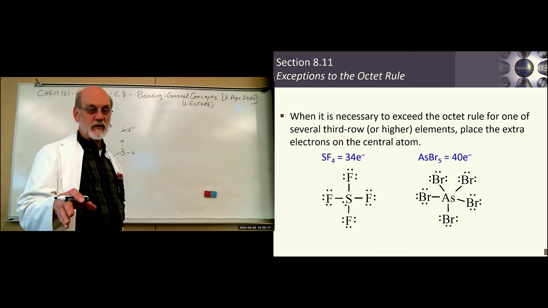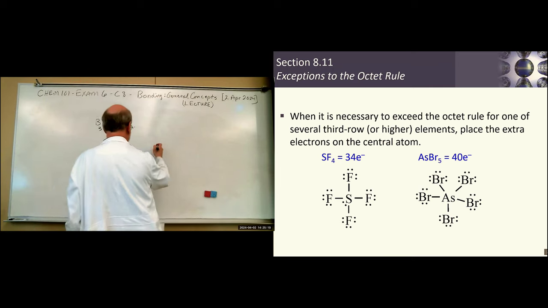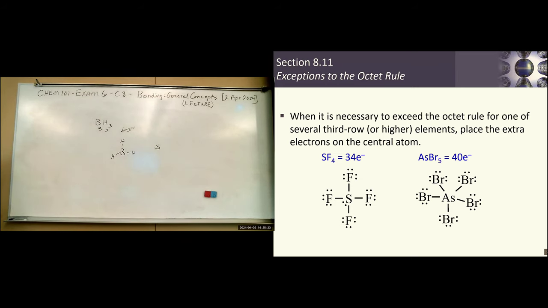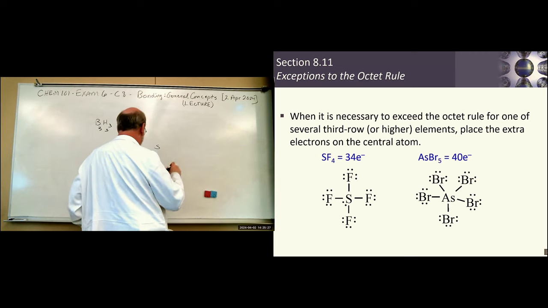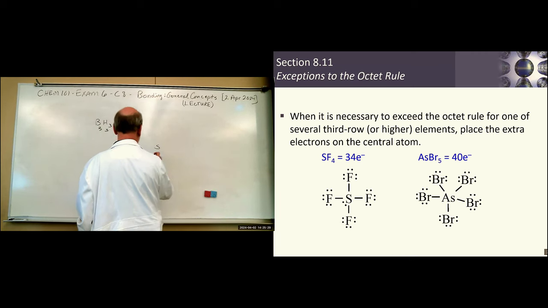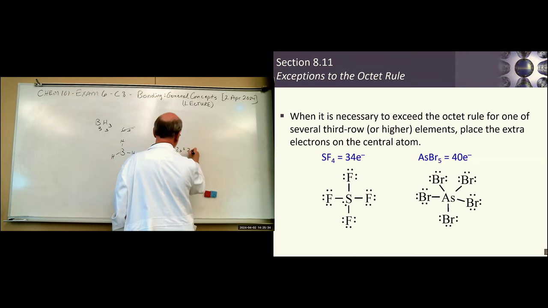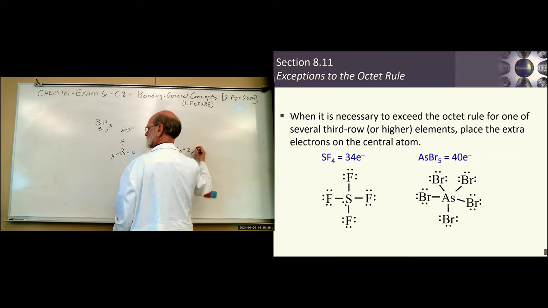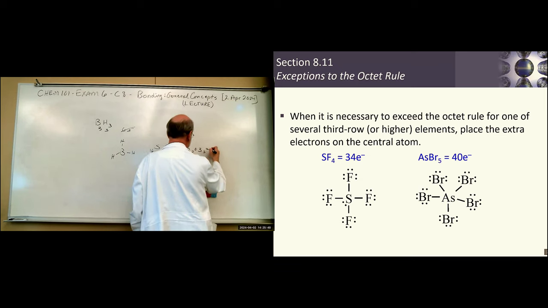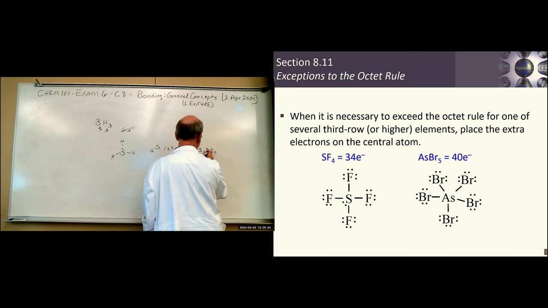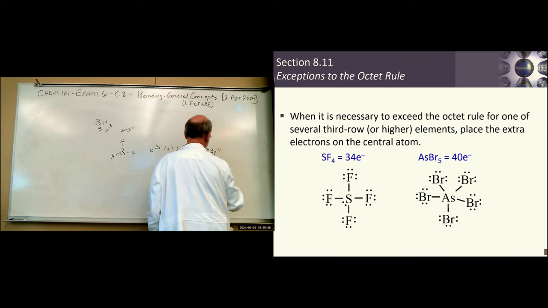Now, how do we account for those? Well, sulfur's here, and it's in the third period, right? So sulfur has 16 electrons. So 1s2, 2s2, 2p6, 3s2, and 3p, let's see, 2, 4, that's 3p4.